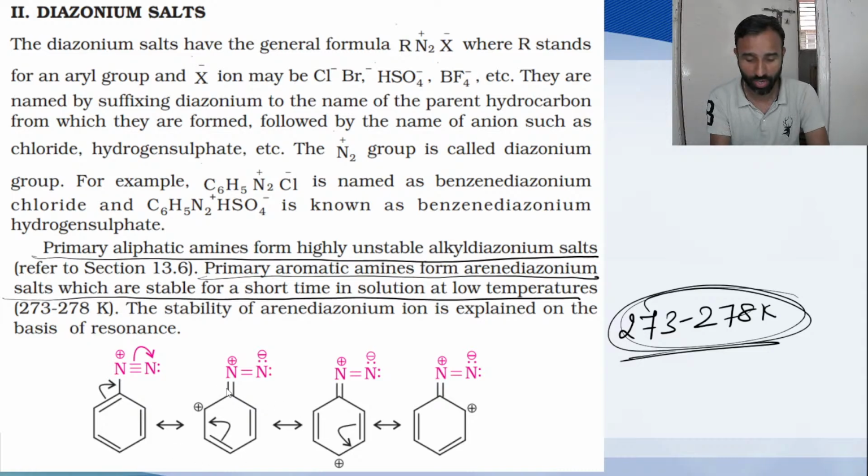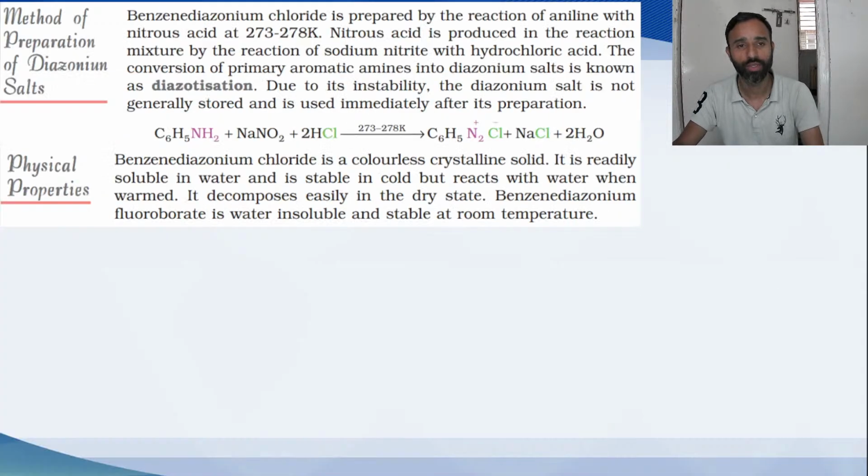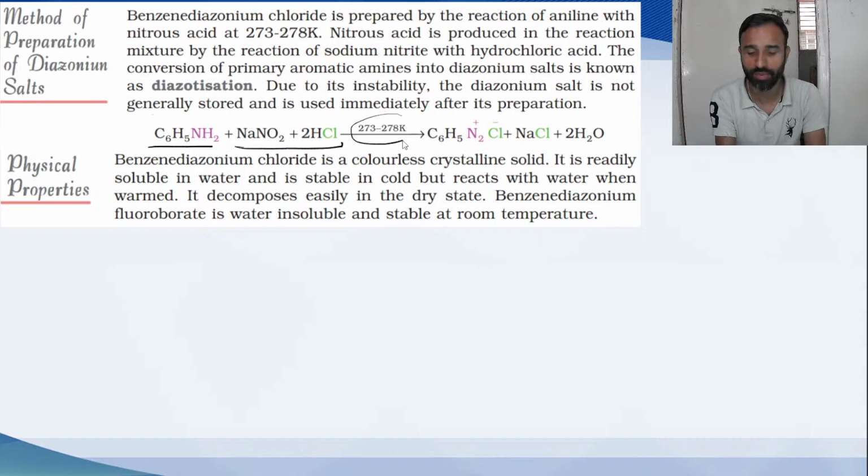It acquires an N double bond, and due to resonance it is somewhat stable, but it is a very good leaving group. So when aniline reacts with NaNO2 and HCl at 273 to 278 Kelvin, we get the diazonium salt, and this reaction is called the diazotization reaction.